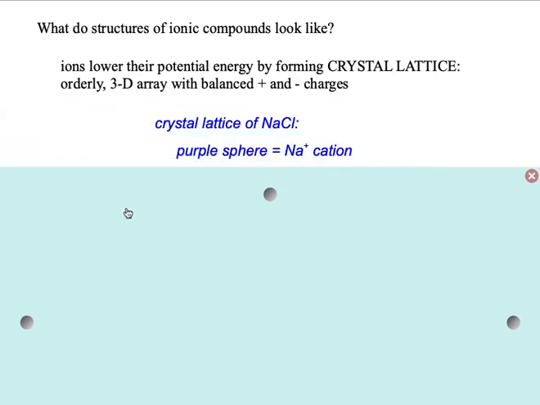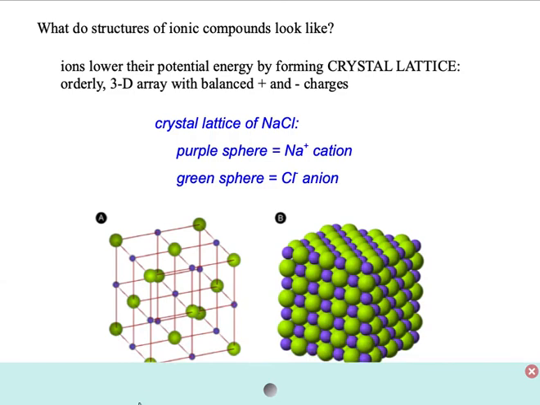And here is a depiction, 2 depictions actually, of the crystal lattice of sodium chloride. In each of these 2 depictions, the purple sphere represents the sodium cation with a single positive charge. The green sphere represents the chlorine anion with a single negative charge. On the left, structure A is sometimes called the ball and stick model. It shows the ions as spheres, and the red sticks represent the electrostatic attraction among adjacent ions.